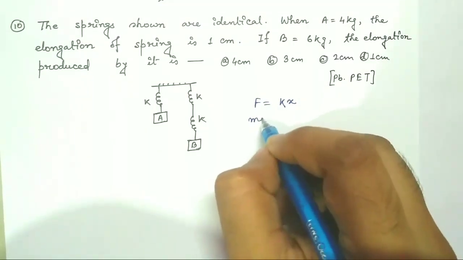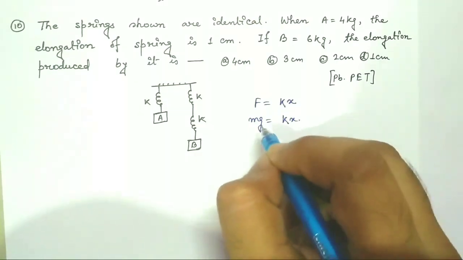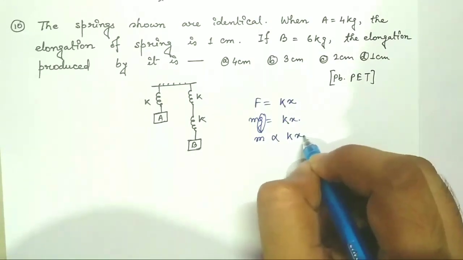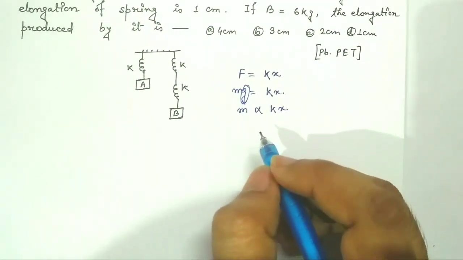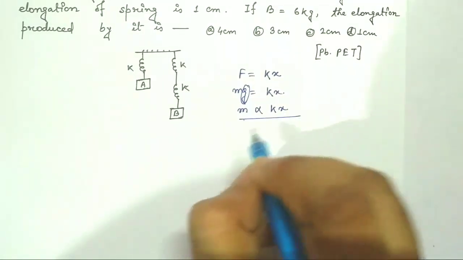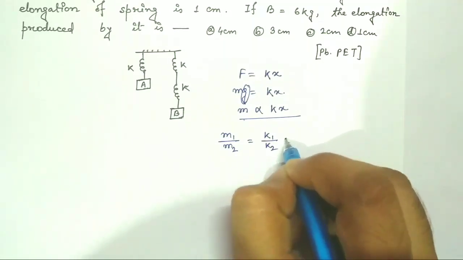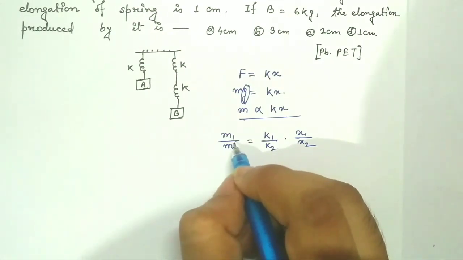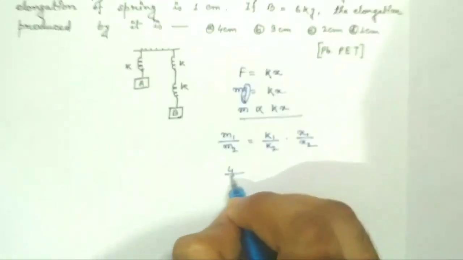Now, the force is given by the weight acting downward, that is mg equal to K into X, but g is actually a constant. Hence, m is proportional to K into X. From this relation, we can calculate the elongation produced in the second case. From this relation, we can write m1 divided by m2 equal to K1 by K2 into x1 by x2. Now, in first case, the mass is A or 4 kg and the mass m2, that is mass of B, will be 6 kg.